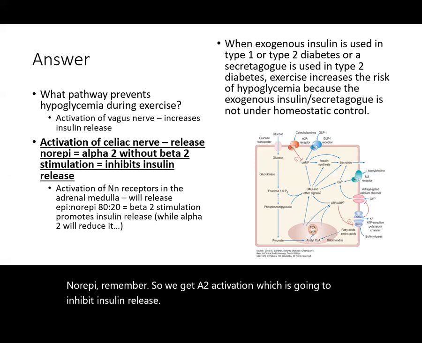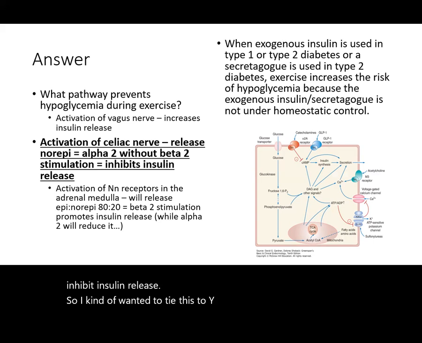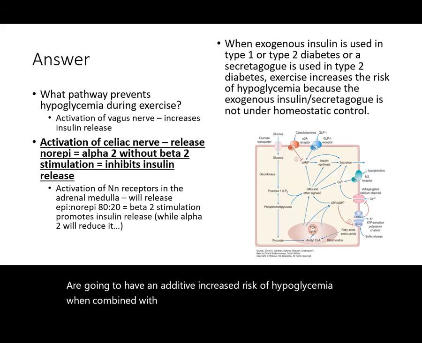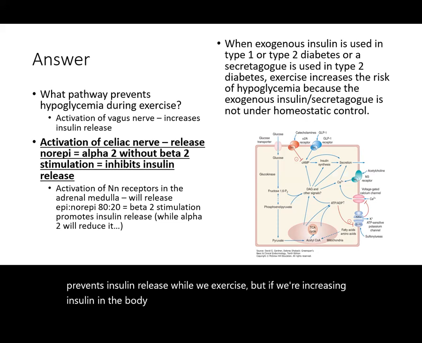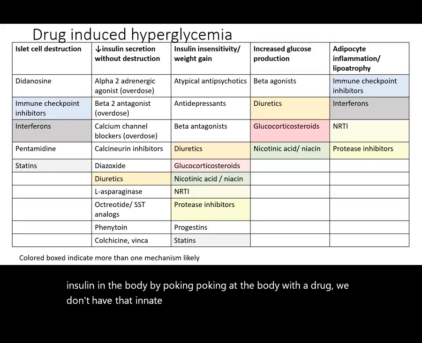So I kind of wanted to tie this to why exogenous insulin and secretagogues are going to have an additive increased risk of hypoglycemia when combined with exercise, because it's not under homeostatic control, right? When we exercise, otherwise, normal homeostasis prevents insulin release while we exercise. But if we're increasing insulin in the body by poking at the body with a drug, we don't have that innate protection. So let's look briefly at drug-induced hyperglycemia.